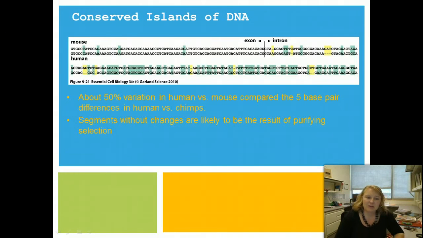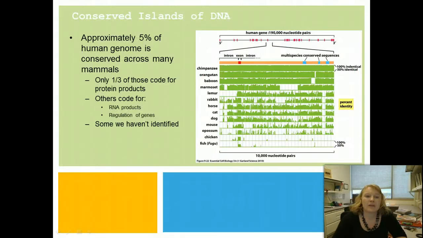And these segments without changes are likely to be results of purifying selection. And what that means is that if these changes occur in this area, it's going to cause a lethal change or something that can't be survived. They have to be there. So the purifying selection is where the genes cannot be changed no matter what. So remember that purifying selection means that if it's changed, chances are that offspring or that person or that organism is not going to survive because it is that important to life.